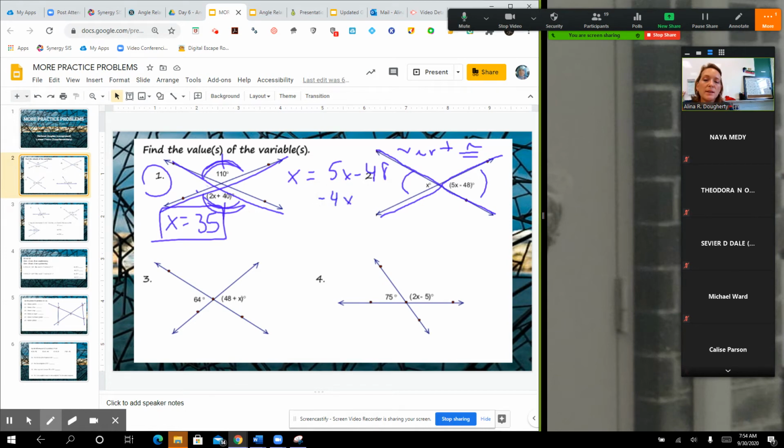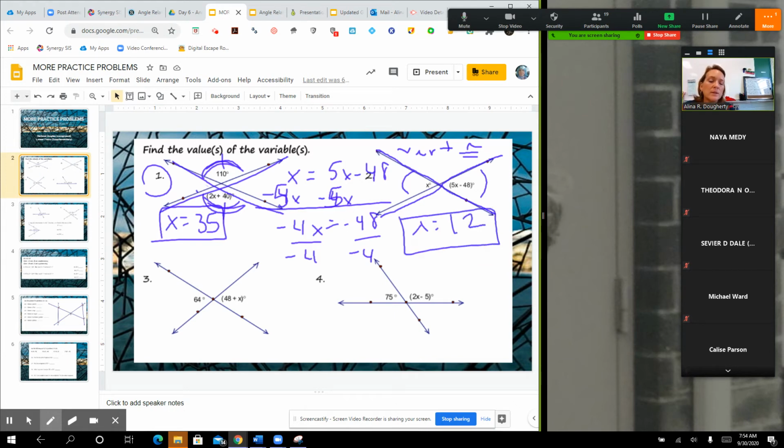So when we set up our equation, x equals 5x minus 48, we're going to solve that. I typically don't like subtracting the bigger number, but we're going to do it today. Oops, I already had the answer in my head. That's why I wrote that. Negative 4x equals negative 48. And then we divide by negative 4. And x equals 12.